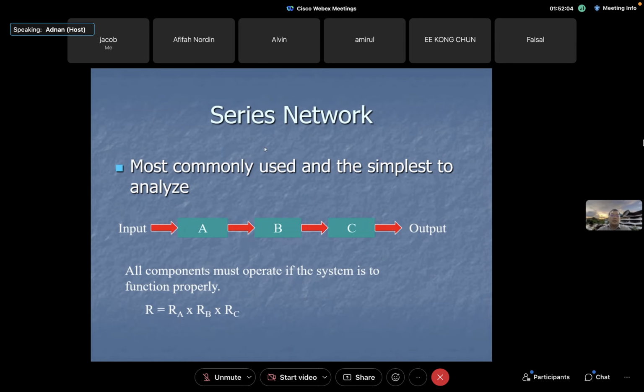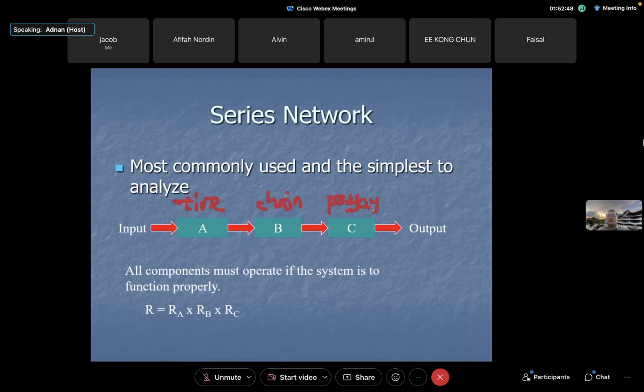So if you have, let's say, a bicycle, you have a tire. The tire is connected to maybe the chain, and the chain is connected to the pedal crank. What do you call that? Not the pedal, the crank of the bicycle. So all these are designed in terms of series.